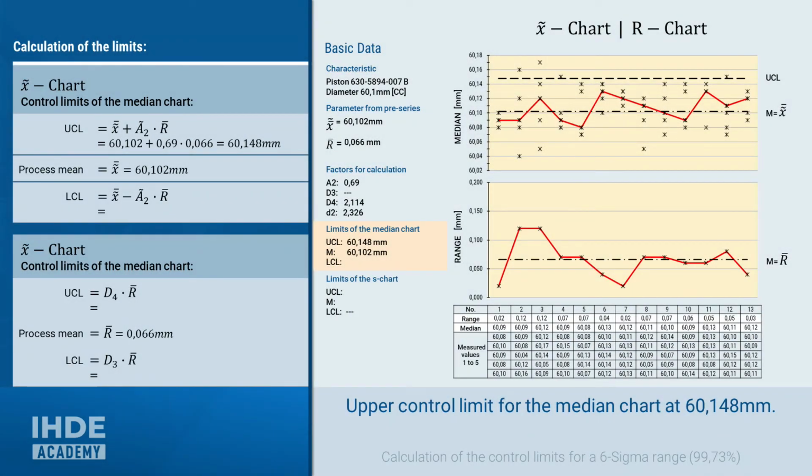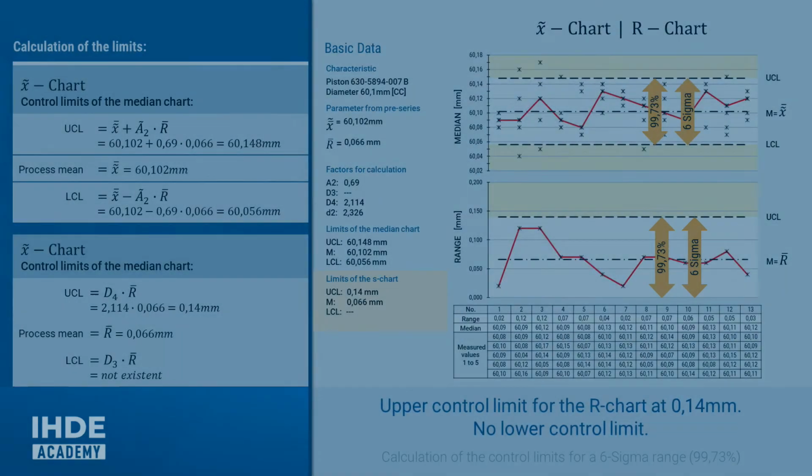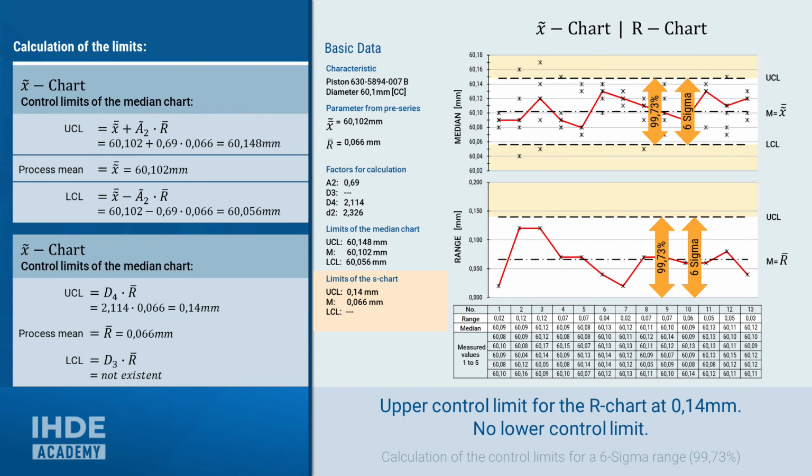If we now insert the values into the formula for the upper control limit of the median chart, we will find that this is 60.148 mm. A value of 60.056 mm results for the lower control limit. And finally, the upper control limit of the range chart is 0.14 mm. As already mentioned, due to the very small sample size, the lower control limit does not exist here.